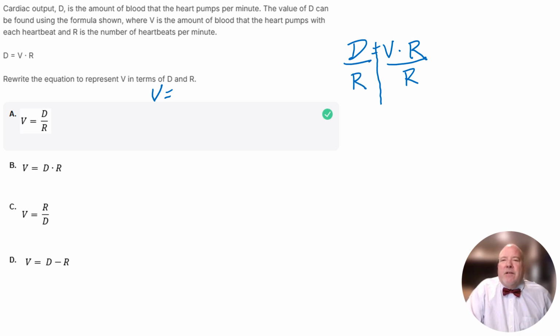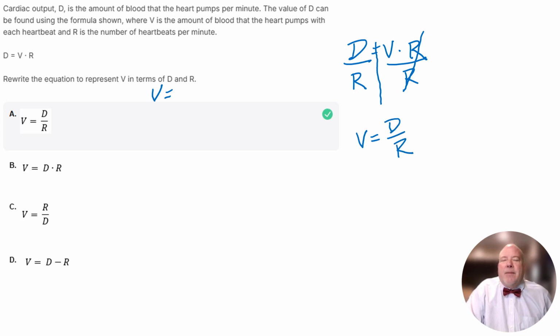R over R is just 1. That's going to cancel out. So I just put a line through that. And what I'm left with is D divided by R equals V. So all I have to do is just flip this around, write it like this, and there's your answer.